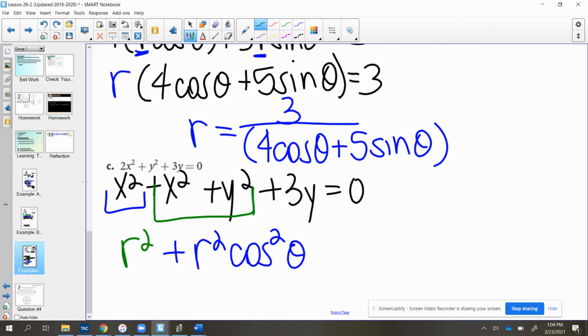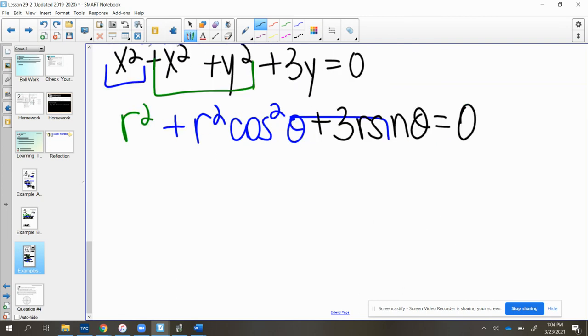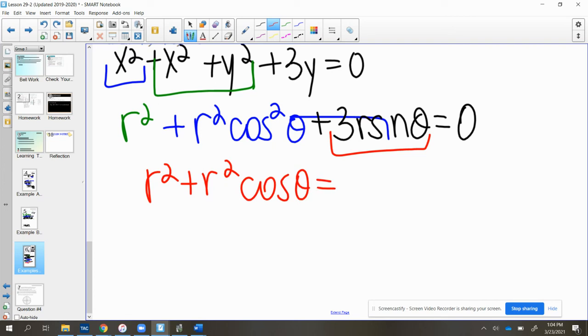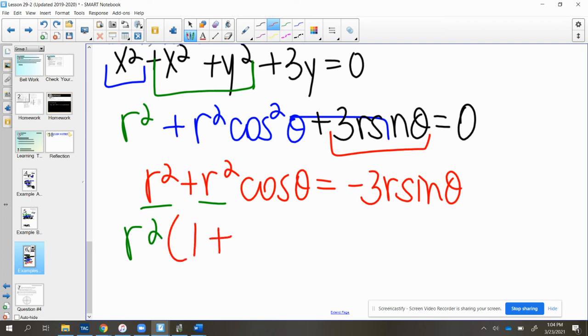And then plus the 3y would really be 3r sine theta. Okay. And then equals 0. Now what we're going to do is move over this piece here because it doesn't have an r squared. We're going to leave the 2r squared components on the left-hand side, and we're going to subtract to the other side this 3r sine theta, because what we're going to be able to do then on the left is take out this GCF of r squared and be left with 1 plus cosine theta.